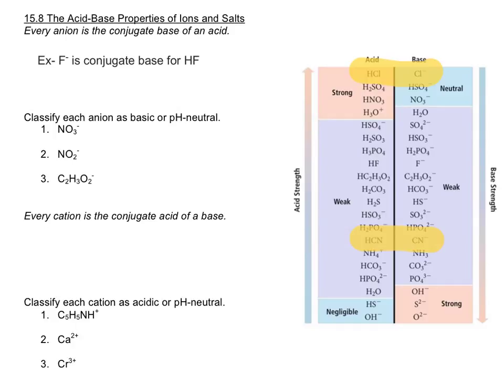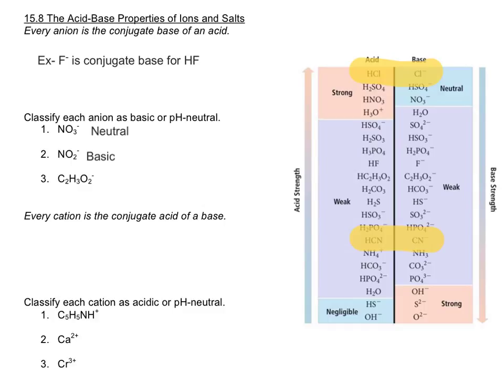Okay, so here it asks us to classify each anion as either basic or neutral. All right, so NO3-, that is the anion that you get after nitric acid reacts, and nitric acid is a strong acid, so NO3- is going to be neutral in terms of pH. NO2- is the conjugate base that you get when nitrous acid reacts, which is HNO2, and so nitrous acid is not one of the 6 that are on our strong acid list, and so an NO2- solution is going to be slightly basic.